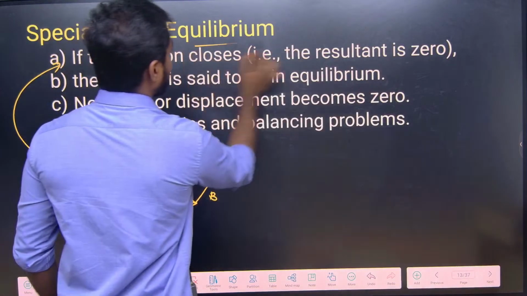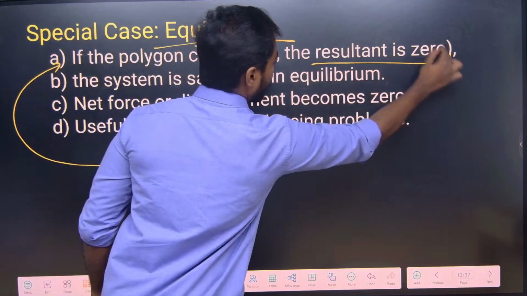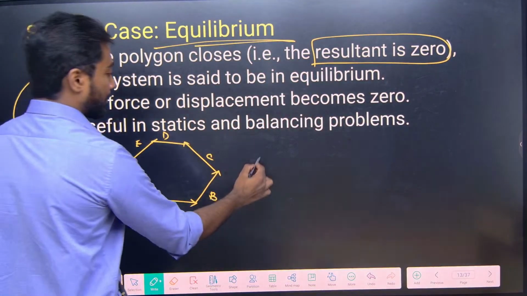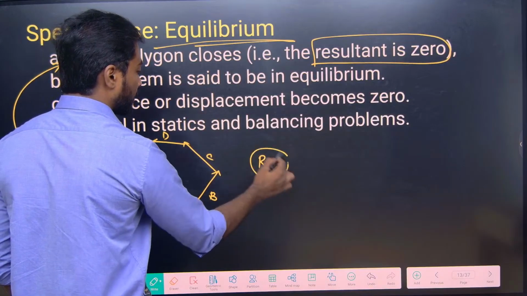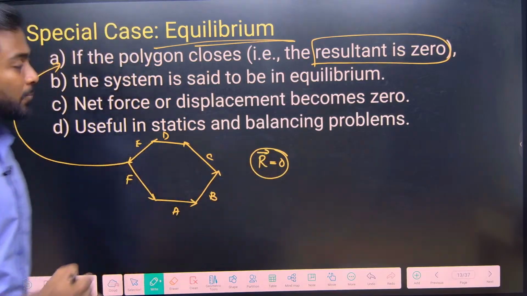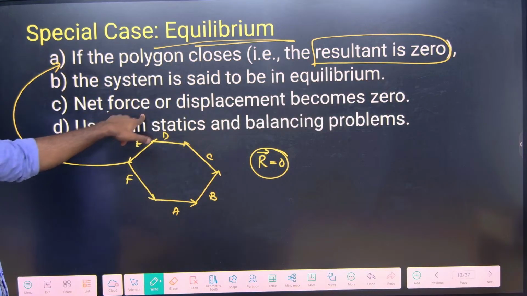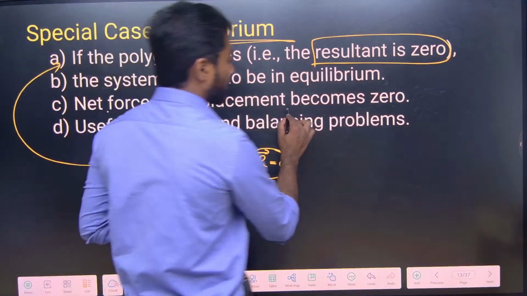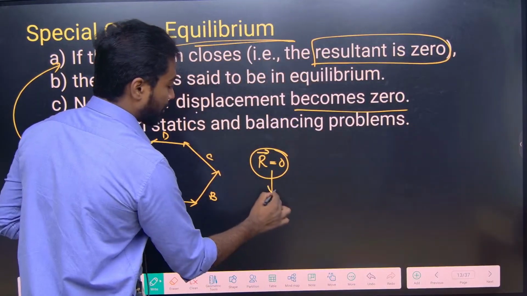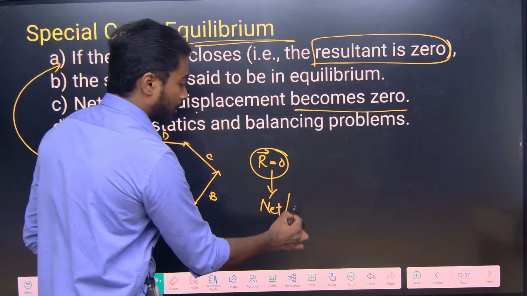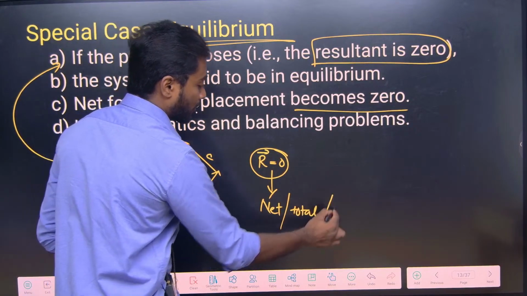So this kind of vector system is called an equilibrium. The resultant will always be 0 for this. There is no resultant there, so obviously the resultant will be equal to 0. The system is said to be in equilibrium. Net force or displacement becomes 0. The net, the total, or the resultant, we can say.